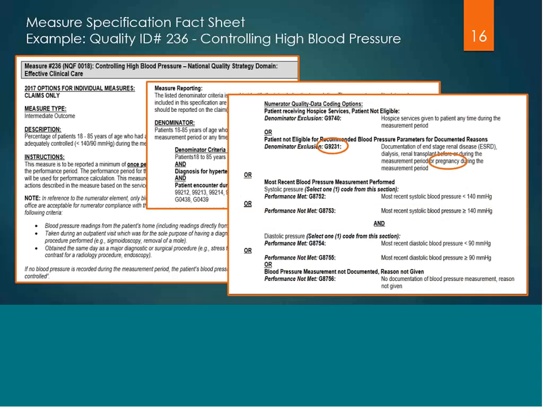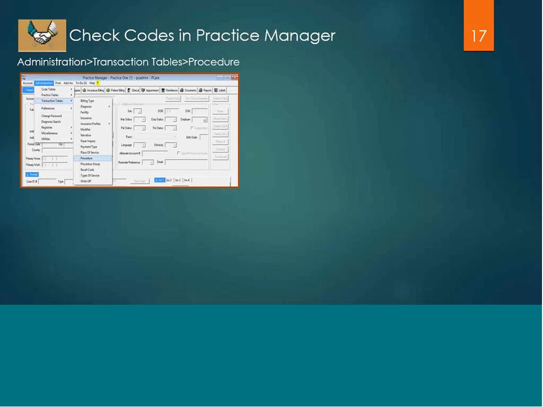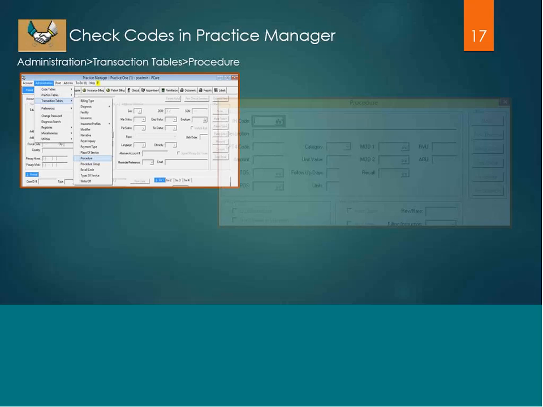It's these G codes that we want to make sure are in our system, set up properly, so we can add them to a procedural checklist. So, to confirm whether or not all these codes are in our system or to add them to our system, we want to be in Practice Manager. You want to click on Administration, Transaction Tables, and then click on Procedure.